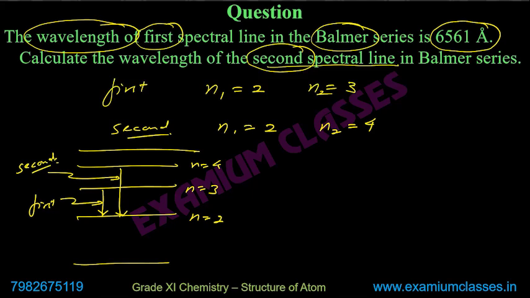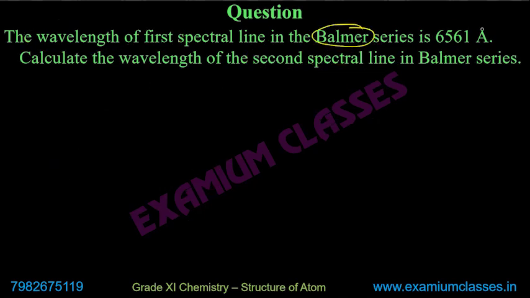Sir, how will we use this 6561 angstrom for the second part? I'm coming to that. First, it should be clear what I mean by first, second, third. The first line is always from just above orbit. Just above, and we are talking about the Balmer series.